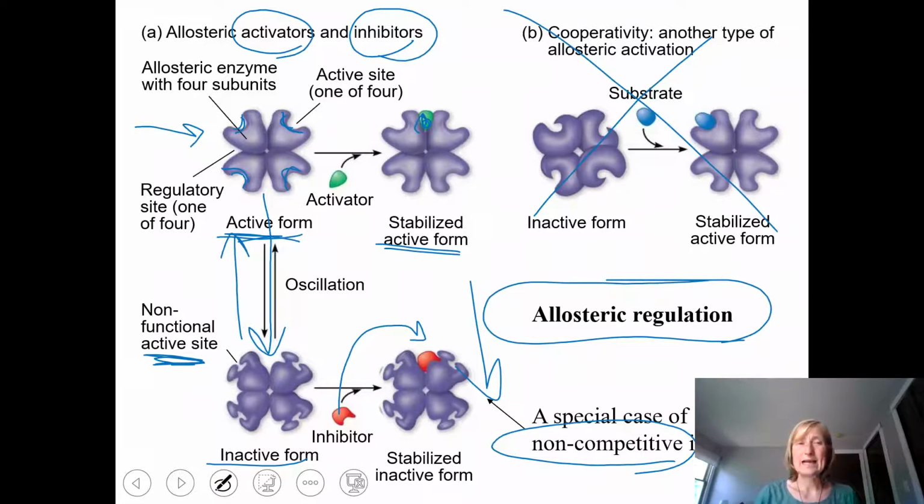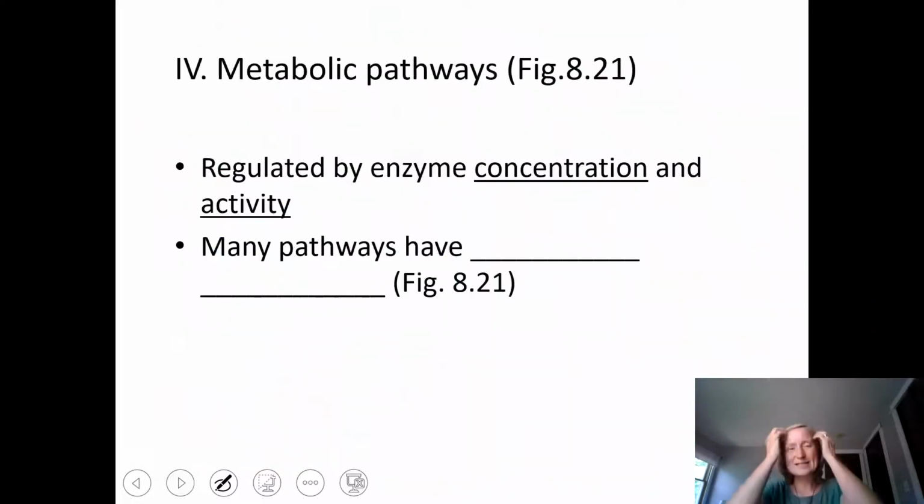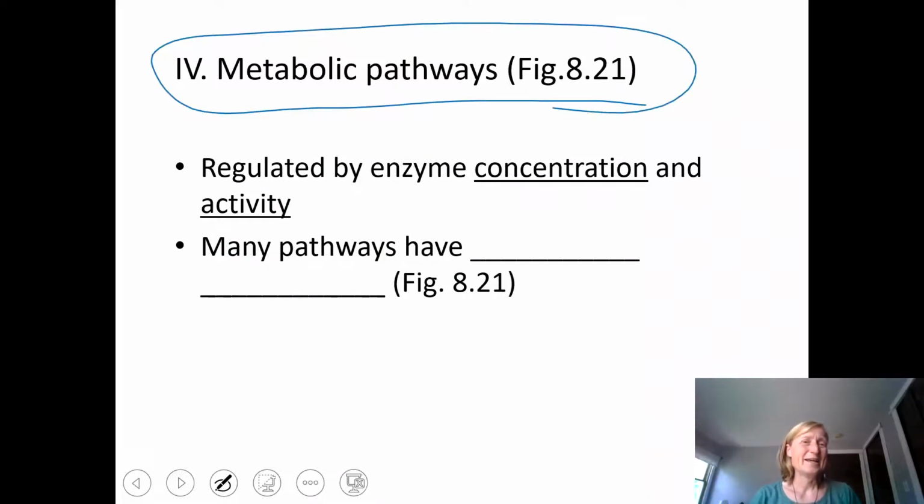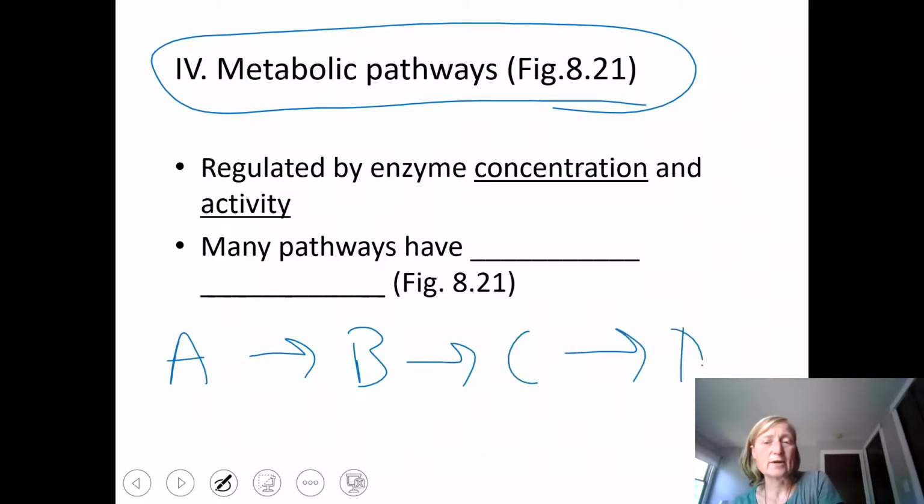So allosteric enzymes are special enzymes that can change shape. They can oscillate between active and inactive forms, and there are allosteric activators and allosteric inhibitors that can change the rate of the reaction. One last topic in this chapter, and that is a return to that term of metabolic pathways. Remember we had a pathway at the beginning that went something like this. We want to convert A into D. Each reaction requires an enzyme, enzyme 1, enzyme 2, enzyme 3.